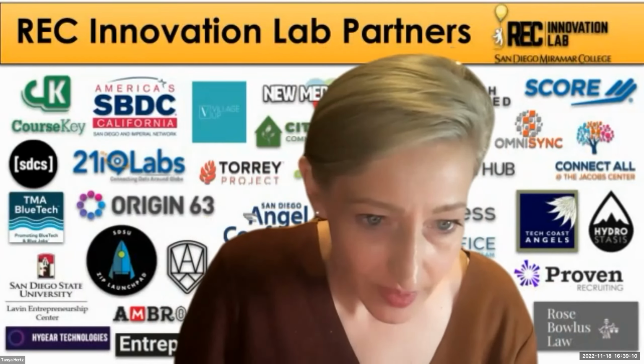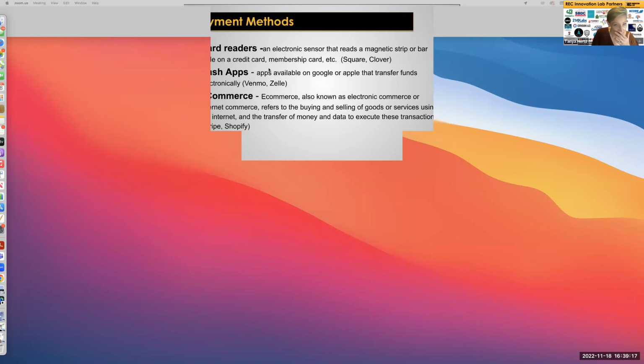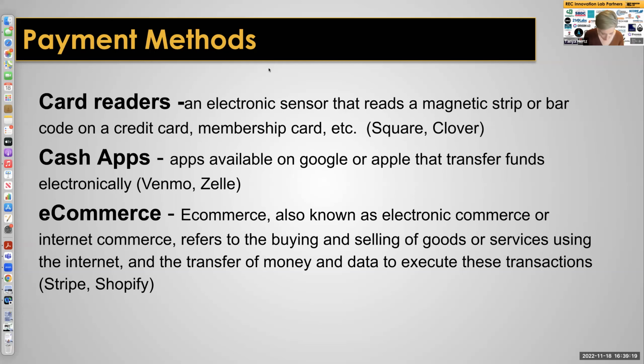We are now going to be talking about payment methods. We're also going to look at some customer acquisition strategies that you can use to get, keep, and grow your customer base. Okay, payment methods.